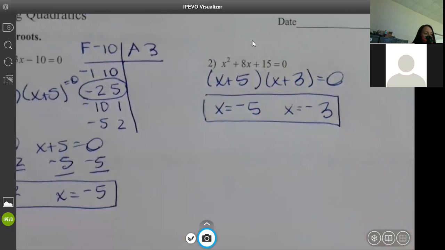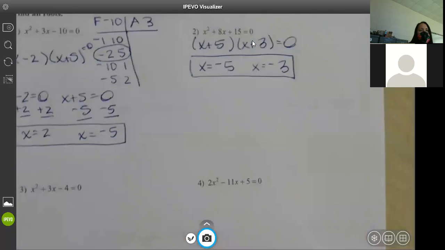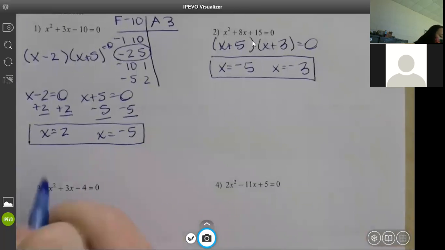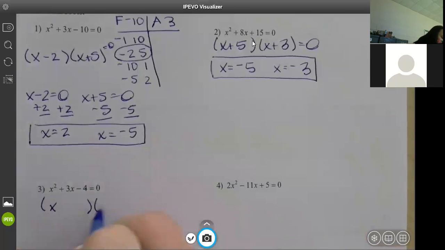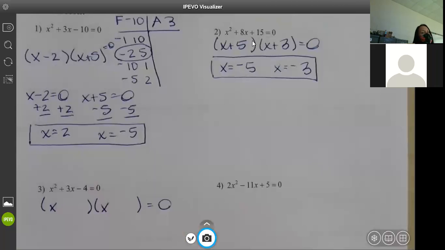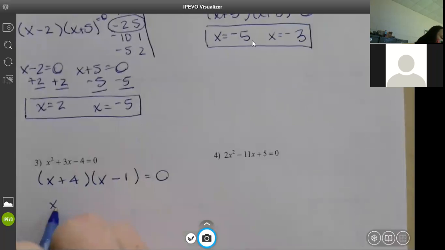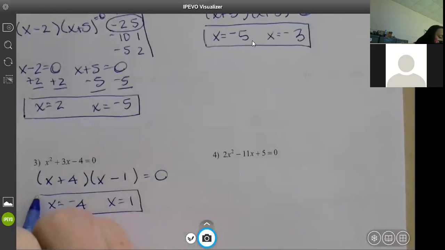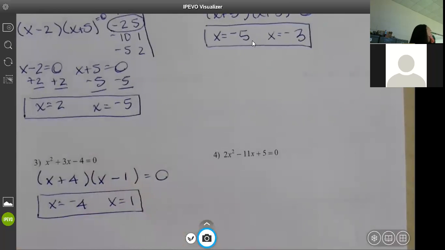All right, look at your next one. We have factors of -4 that add to 3. What are those factors? Factors of -4 that add to +3. +4 and -1. Doesn't matter what order you put it in. So then what are your 2 answers? -4 and +1. That's it. Anything hard yet? Good. Next ones are just as easy.